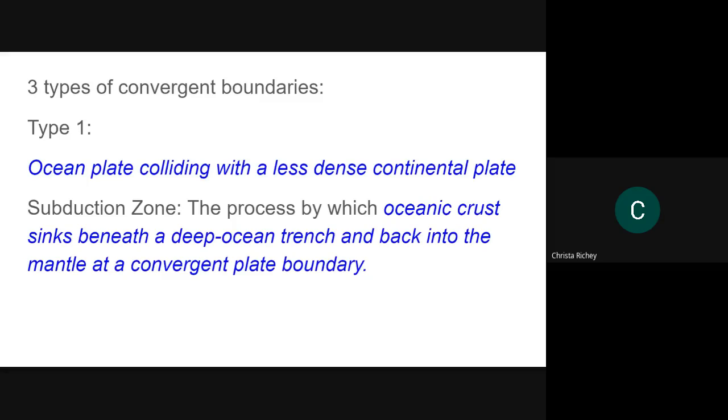Once again, the oceanic is more dense because it has the heavier elements in it, which comprises basalt. The continental has the less heavy elements, which primarily comprises granite.